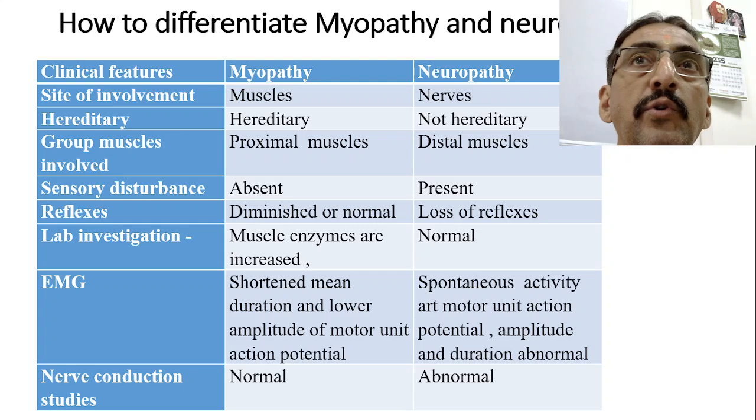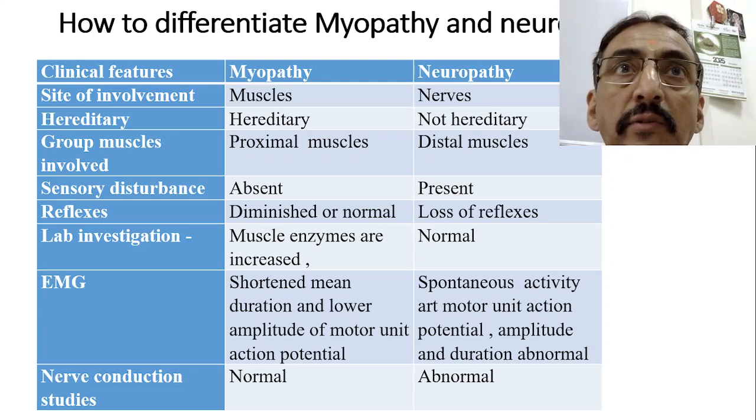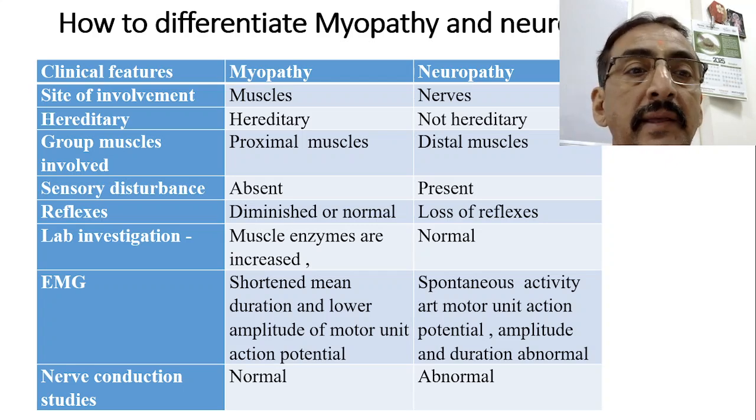The distal groups are not affected. Whereas in neuropathies, the distal group of muscles is most affected. Proximal muscles are not much affected. In a neurological problem, the muscles of the digits get more affected rather than muscles like the biceps, triceps, etc.